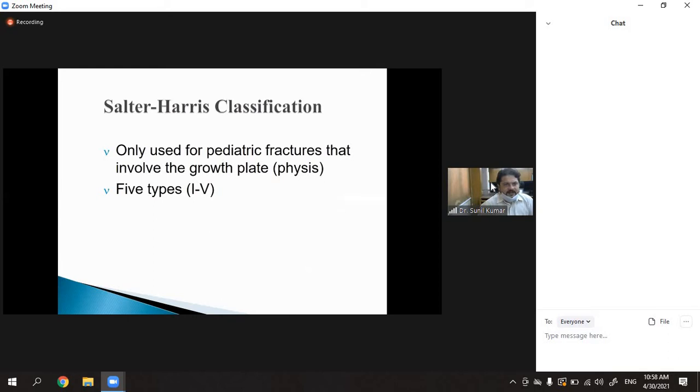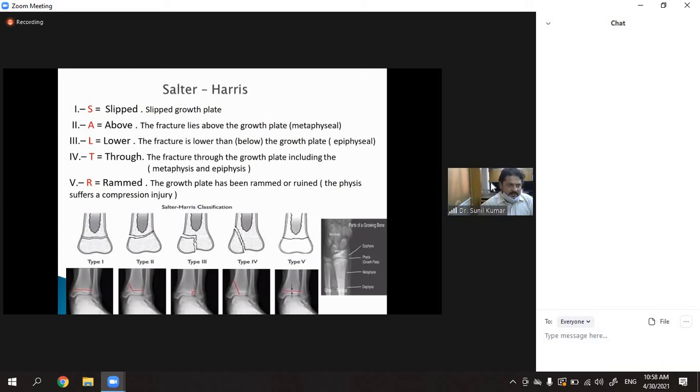And then Salter-Harris had a classification which is used for pediatric fractures that involve the growth plate, physis. There are 5 types from 1 to 5. In the Salter-Harris classification, in the pediatric patient, type 1 is the slipped growth plate. There is a picture there. You can see the growth plate. This is the growth plate which can be slipped in type 1.